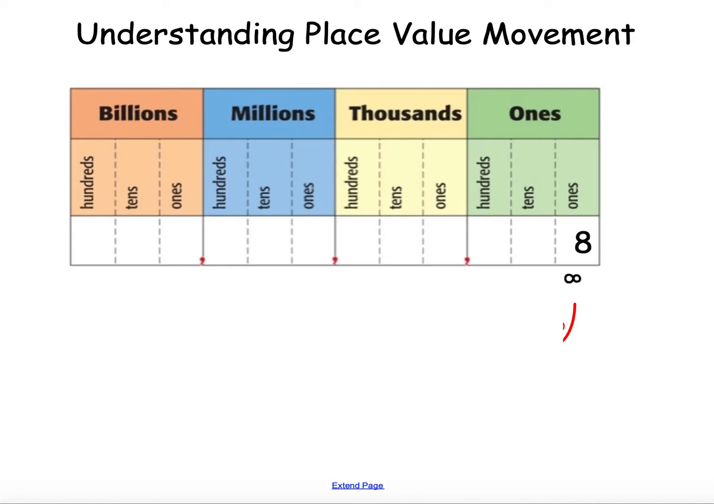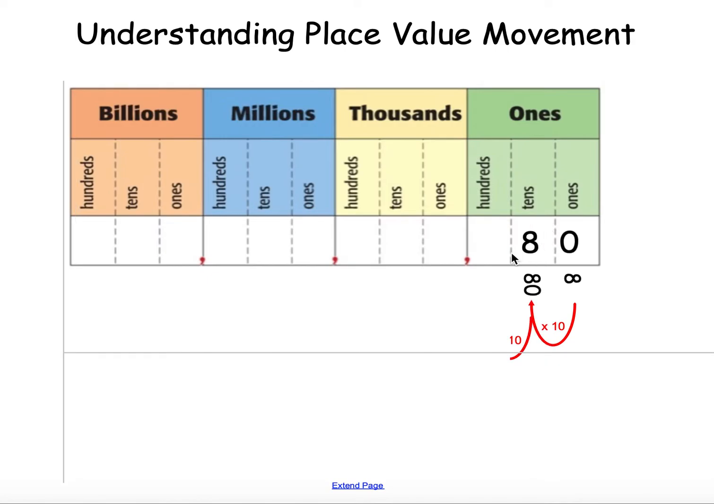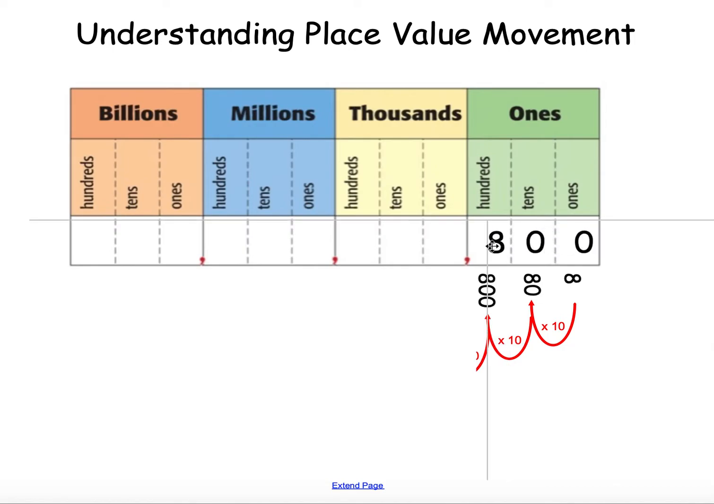Understanding place value and how it changes when we move from one place to the next. So if I have a digit 8 in the ones place, it's worth 8. But if I move it over to the tens place, now it's 80, which is 10 times greater. And if I move it again, now it's 800, which is 10 times greater again. And if I move it again, now it's 8,000, which is 10 times greater.